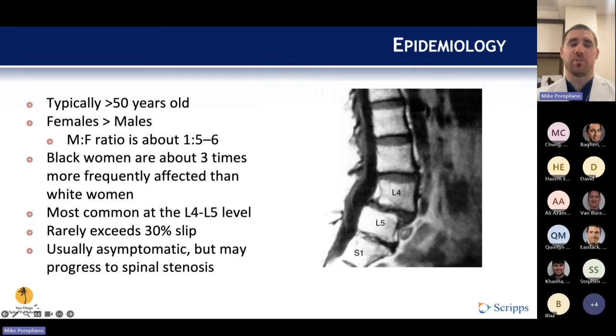Typically, this is seen in patients greater than 50 years old. Females much more common than males, about 5 to 6 times the rate. Black women are 3 times more frequently affected than white women. It's most common at the L4 to L5 level, which is in contrast to isthmic spondylolisthesis, which is typically L5 to S1. As a result of the intact posterior elements, slips rarely exceed 30%, and they can be commonly asymptomatic, but when presenting, they typically present with spinal stenosis.